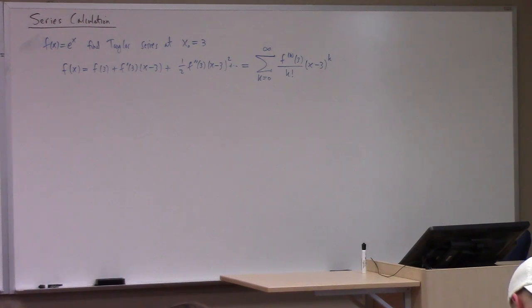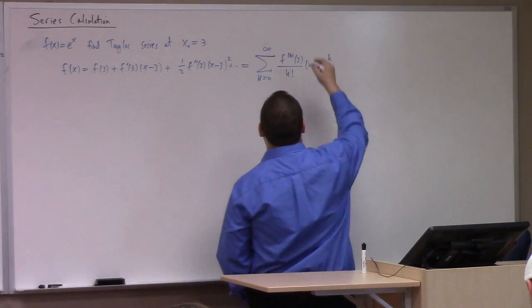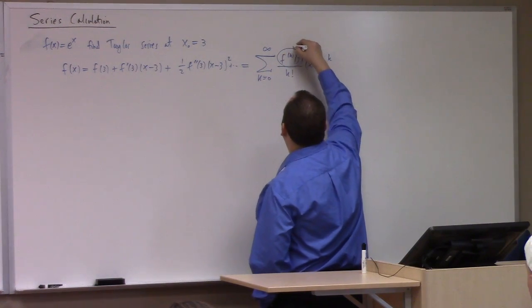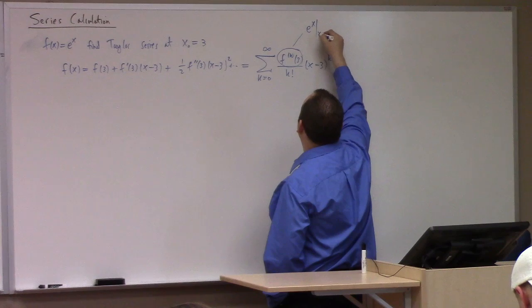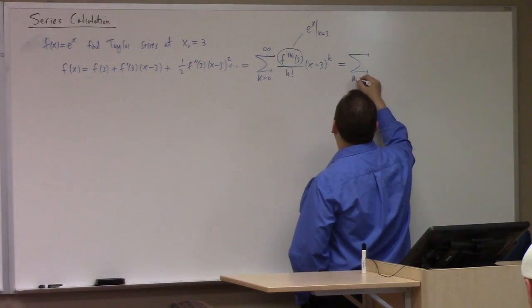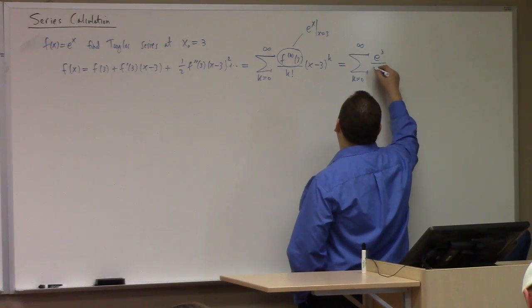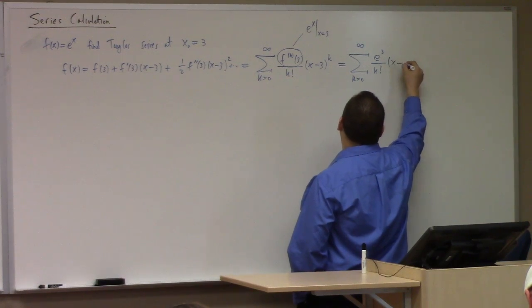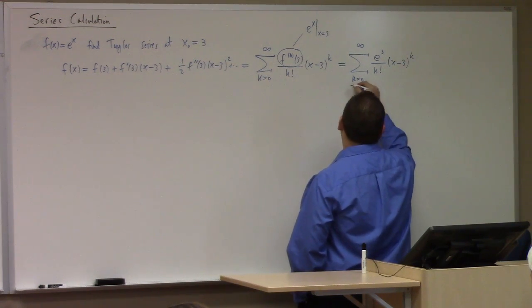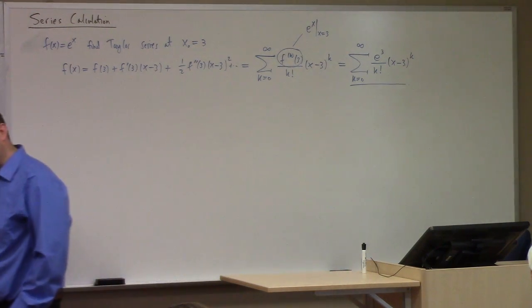What is the kth derivative of e to the x? Right, so this is just e to the x with x set equal to 3, right? So this example is kind of silly. This is the sum k equals 0 to infinity of e to the 3rd power divided by k factorial times x minus 3 to the k. And there you go. That, folks, is the Taylor series for the exponential centered at 3. Simple as that.